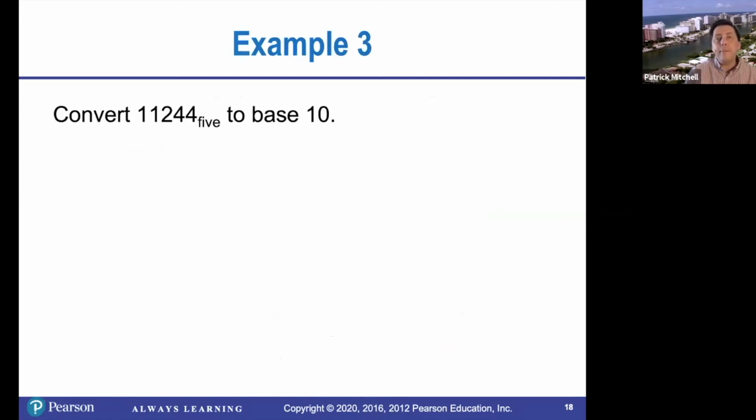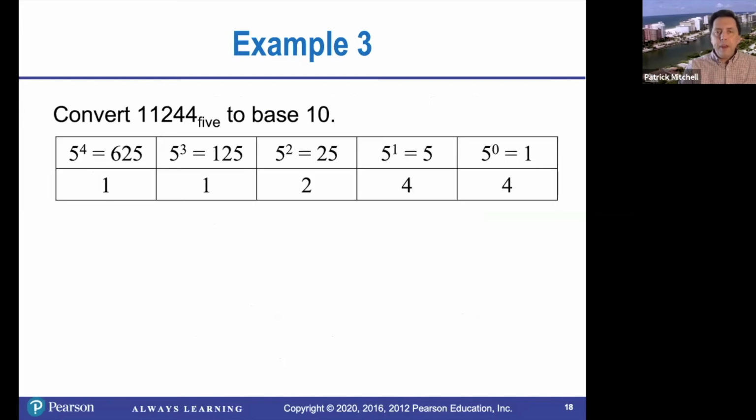All right, so in this example, we're going to convert 11244, base 5, into base 10. So this turns out to be pretty simple, as long as you understand base 5. In the base 5 system, instead of having ones, tens, hundreds, thousands, etc., you have ones, fives, 25s, 125s, and 625s. Notice that those are all powers of 5. So you set up this table. Our number here has 5 numerals in it. I'm not going to call them digits because that's also a kind of a base 10 concept.